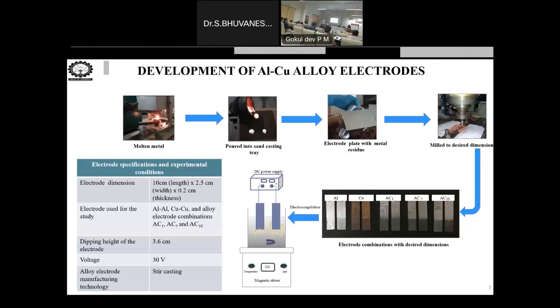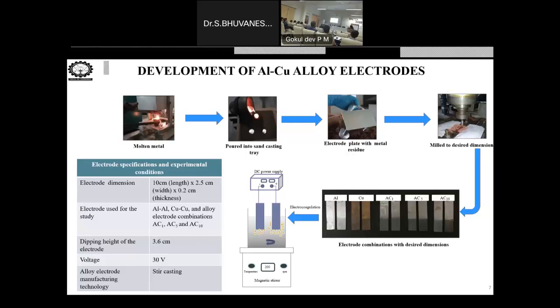Like that he tried 3 different combinations by casting them, pouring the molten metals, that cast alloy material, onto a casting tray. Then we take that electrode material, which will be like a sheet, and cut it into the different shapes we want. These are the shapes he has made: 10 centimeters in height, 2.5 centimeters in width, and 0.2 centimeters in thickness.